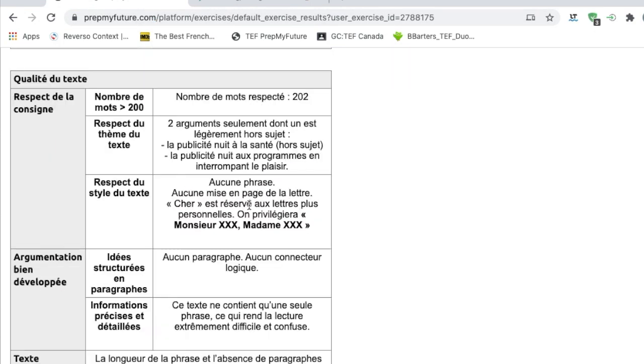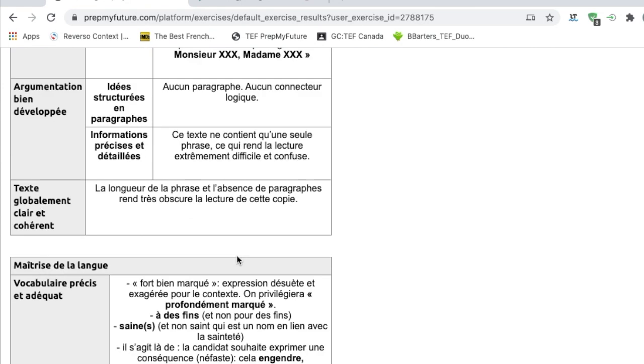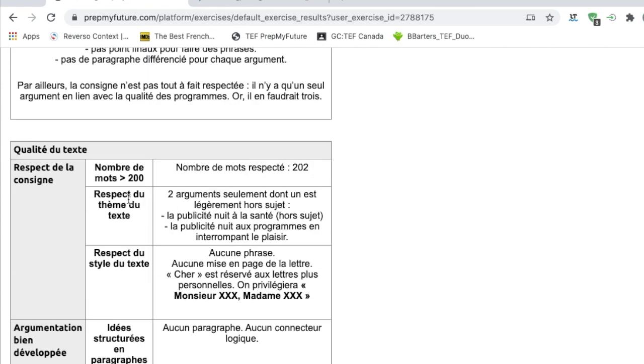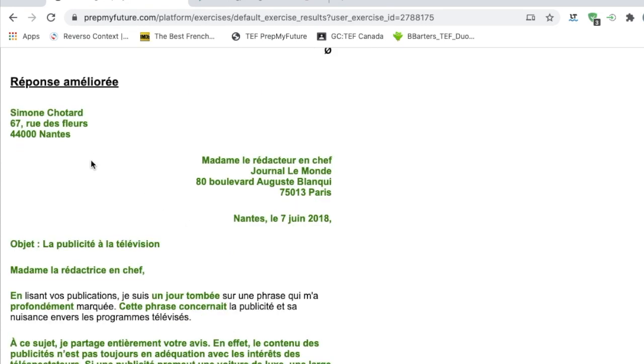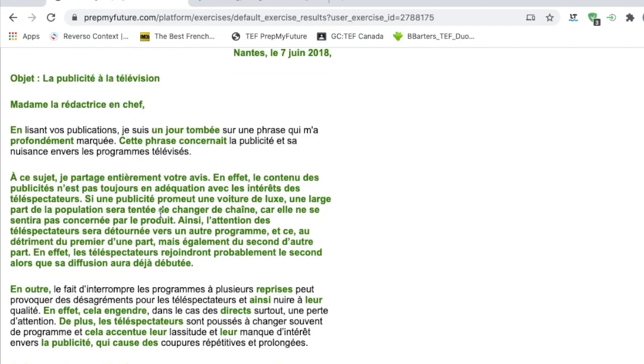So they give it, I think they gave it B1, right? And then they explain to you why this particular answer was given B1, and then they give you how it should have been written instead. So they correct it, stuff like that.